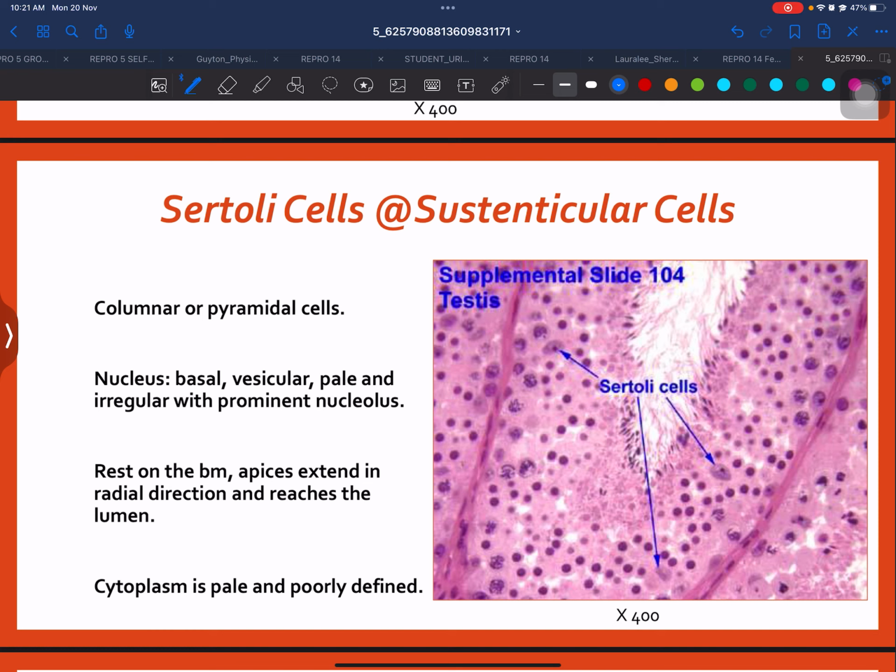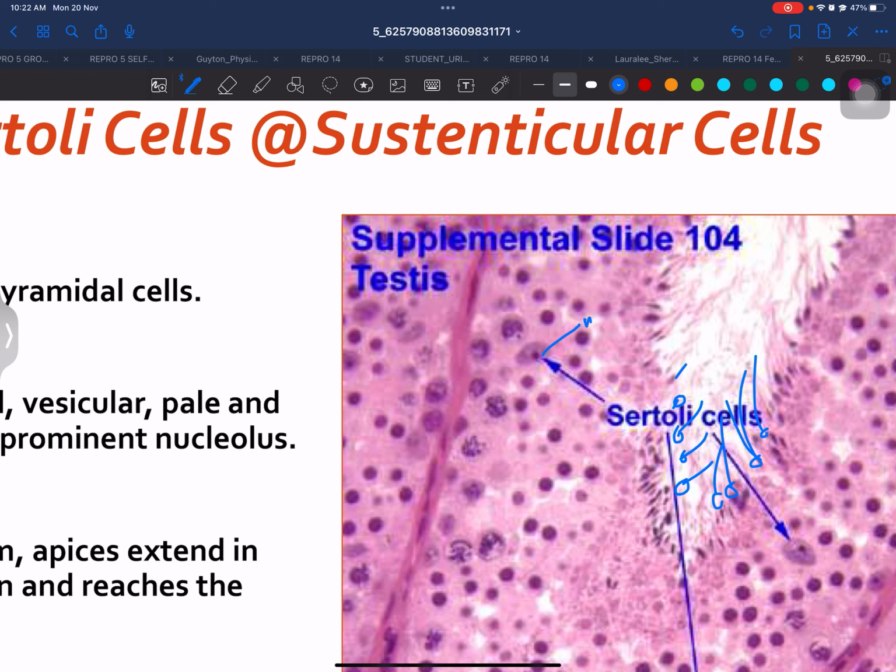Sertoli cells. So these are the Sertoli cells. Can you see? What can you see in this Sertoli cell compared to the rest of the cells? Pale. So its nucleus is pale, but the nucleolus is prominent. You can see the dot here? These are the nucleolus. The nucleolus is prominent but the nucleus itself is pale.